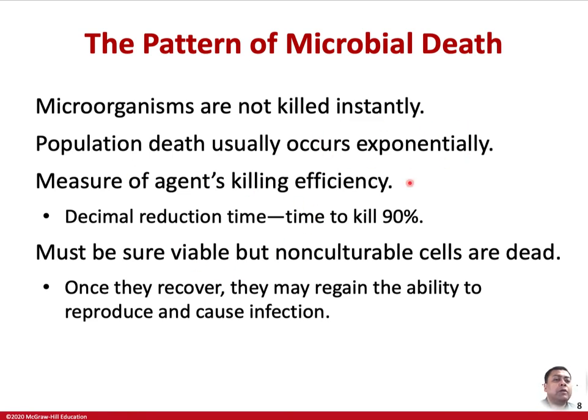We're going to use some specific terms and define what they are. The measure of an antimicrobial agent's killing efficiency is determined by the decimal reduction time, which is the time to kill 90% of the population of the microbes. We must be sure that viable but non-culturable cells are dead. This is very important, because once they recover, they may regain the ability to reproduce and cause infection. That's the important part.